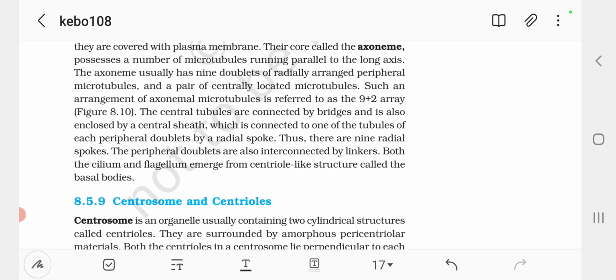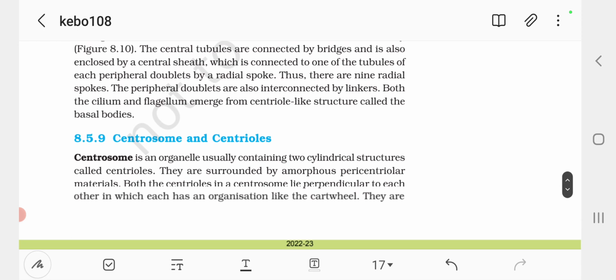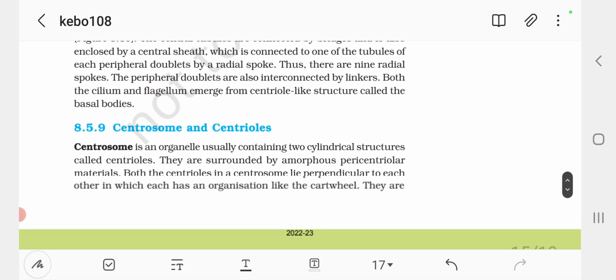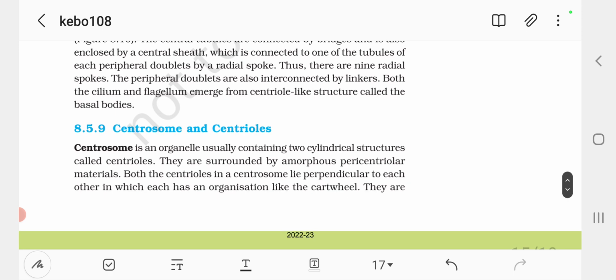The central tubules are connected by bridges and are enclosed by a central sheath, which is connected to one of the tubules of each peripheral doublet by a radial spoke. Thus, there are 9 radial spokes. The peripheral doublets are also interconnected by linkers. Both the cilium and the flagellum emerge from centriole-like structures called basal bodies.